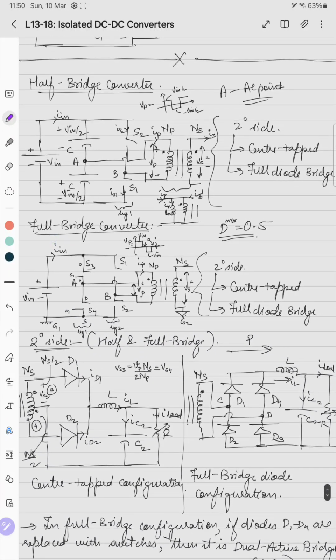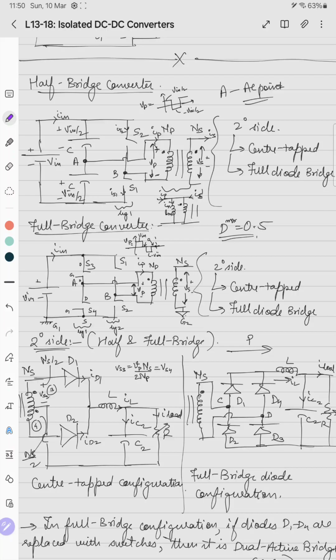That is, when switch S1 is on, the positive voltage Vin by 2 is applied across the primary, which means that the flux builds up in one direction, the positive direction. That is, the current Im increases linearly. The slope is given by Vm by Lm, where Vm is Vin by 2.